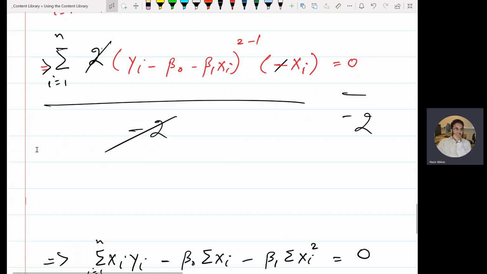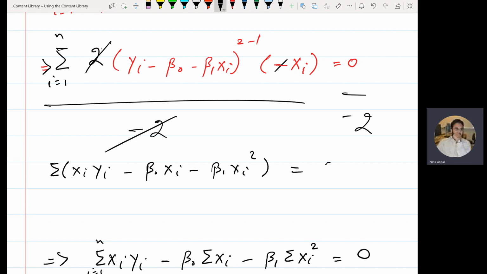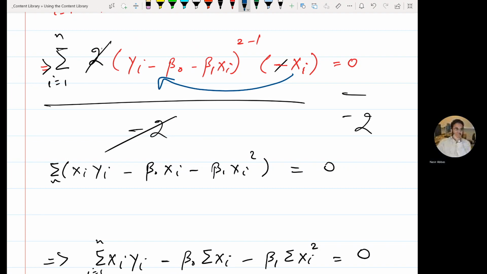So what I do is, I'll break it into 3 steps. Summation of, let's multiply xi inside. It will be xi yi minus beta naught xi minus beta 1 xi square. This is equal to 0. Clear? What I did is I just multiplied this xi inside the bracket. Everything else is the same. Clear? Then I apply summation all over.